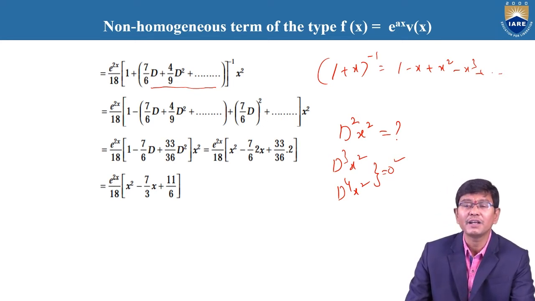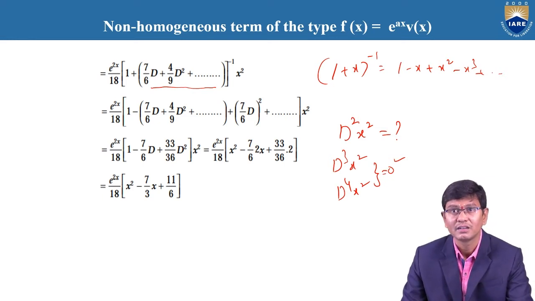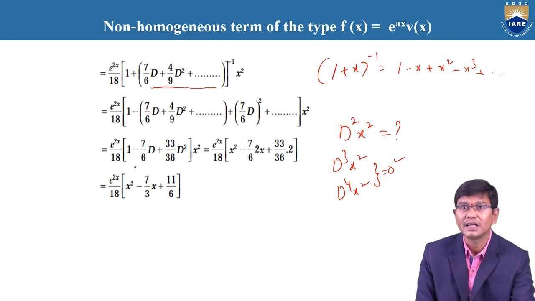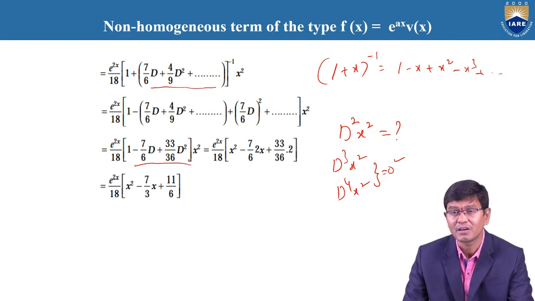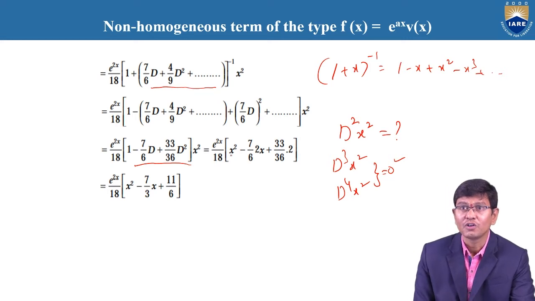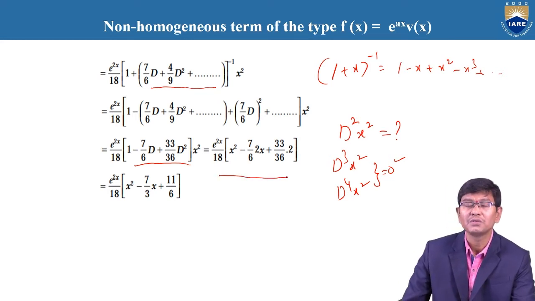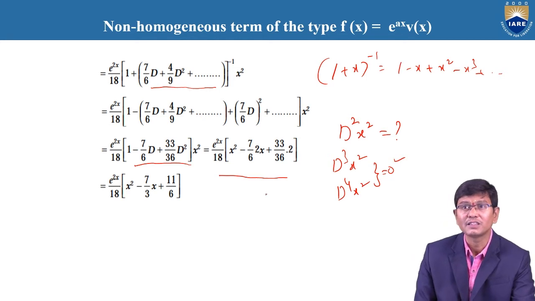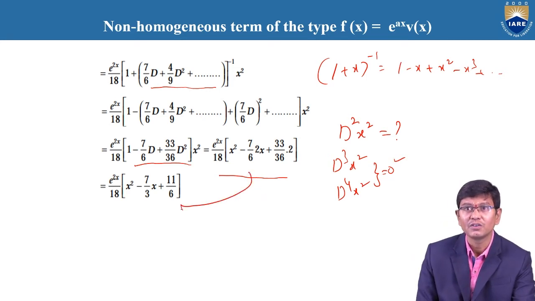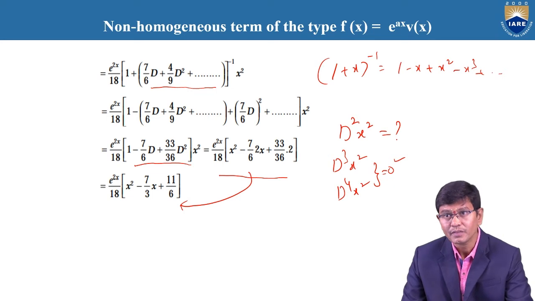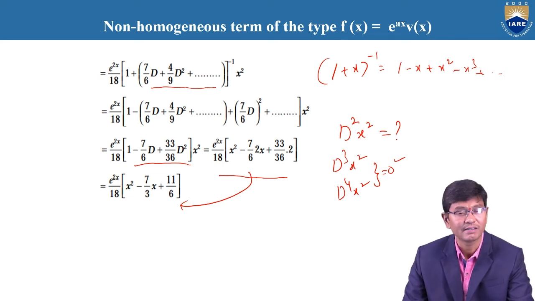Therefore, after neglecting D cube and D power 4 and so on, that is more than the second order, the equation obtained is e power 2x by 18 into minus 7 by 6 into D plus 33 by 36 into D square of x square. And by using the first derivative and second derivative of x square, you obtain e power 2x by 18 into x square minus 7 by 6 into 2x plus 33 by 36 into 2. Once again, after simplification, the total equation is e power 2x by 18 into x square minus 7 by 3 into x plus 33 by 11 by 6 is the value.